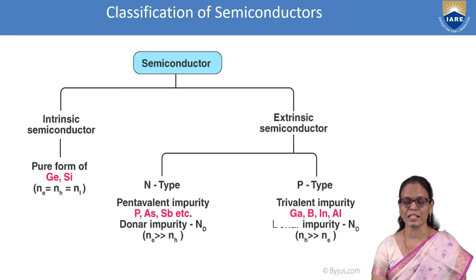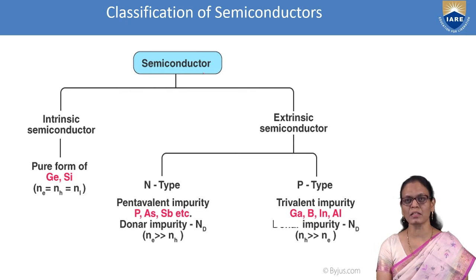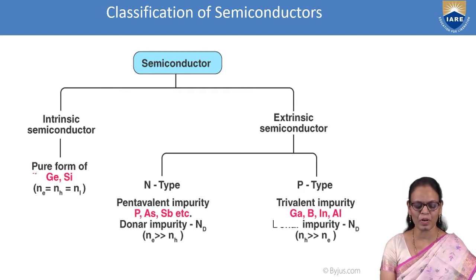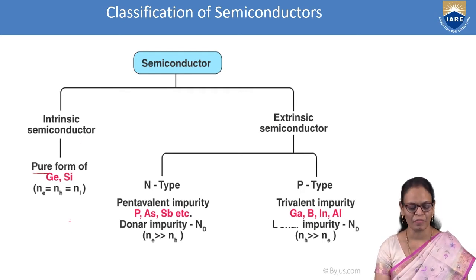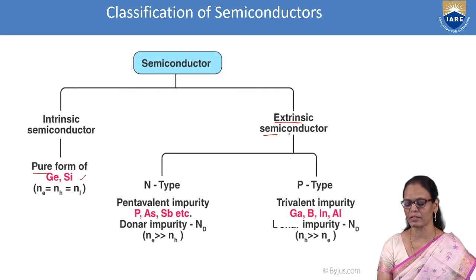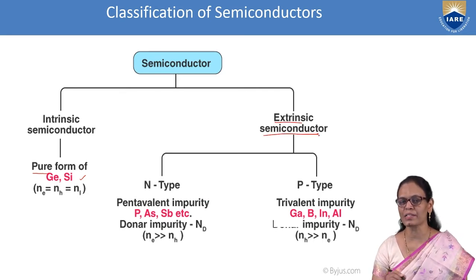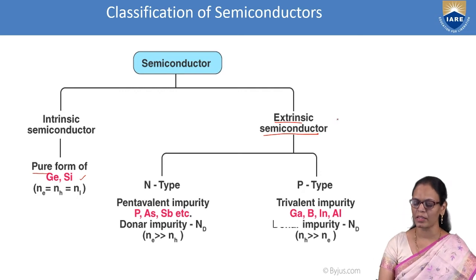Now, let us see the classification. Semiconductors can be broadly classified into intrinsic semiconductors, which are pure semiconductors. We have seen the examples germanium and silicon. We have already discussed these intrinsic semiconductors in our last lecture. So, in this lecture, we will be talking about extrinsic semiconductors. So, what are extrinsic semiconductors? They are impure semiconductors.